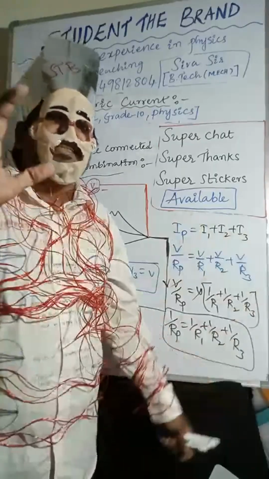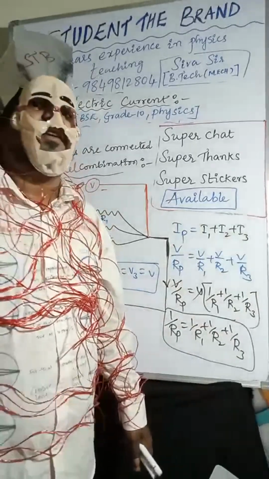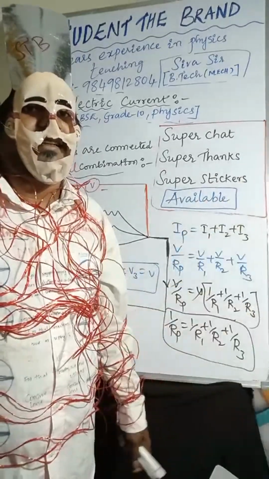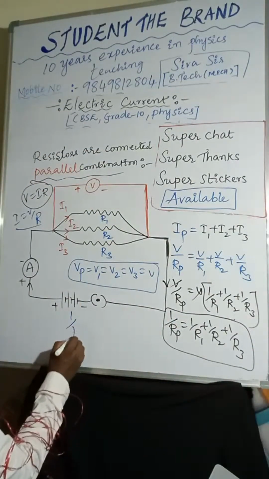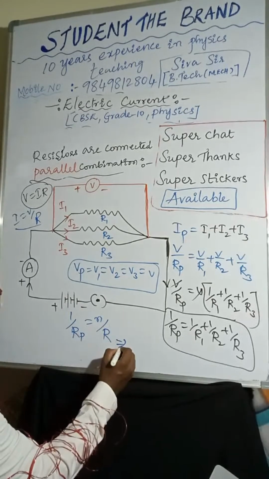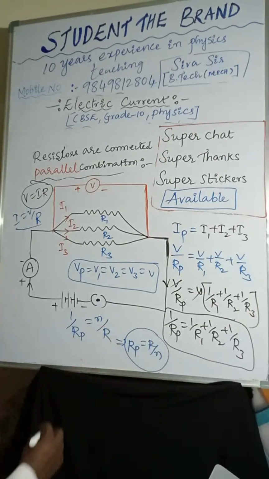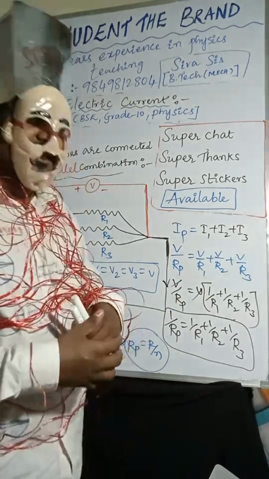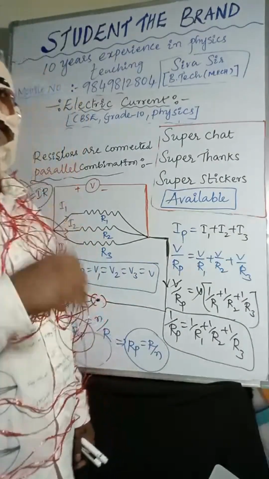If n number of resistors are connected in parallel combination, so 1 by Rp equal to n by R, Rp equal to R by n. This is about resistors connected in parallel combination. I hope you got it. Next one.